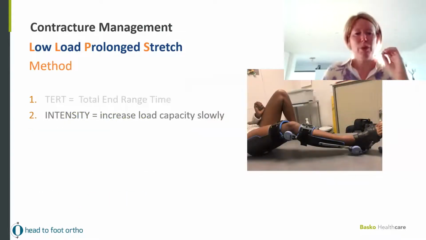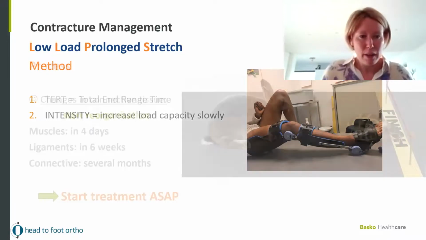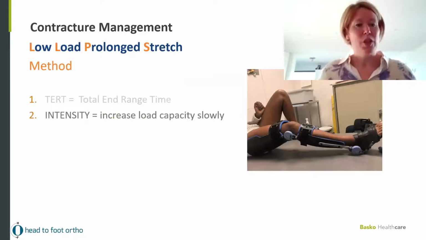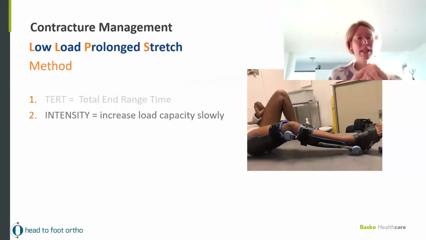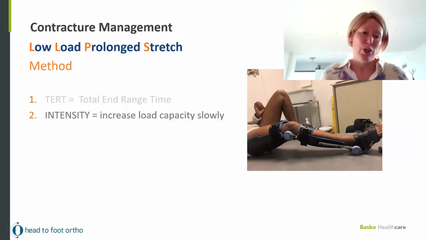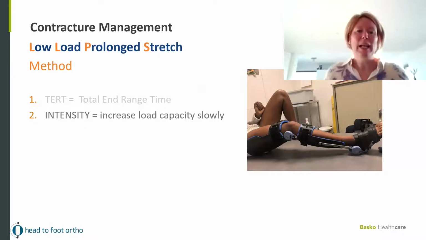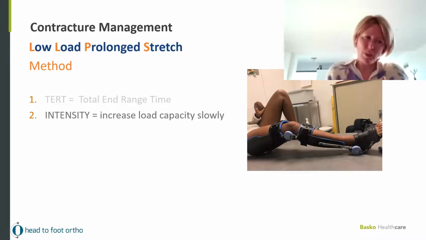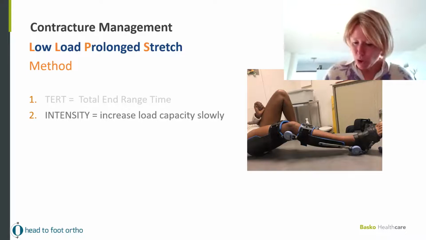So the first thing we should really do is to apply the total end range time. It means that we need to apply force at the end range, and the time you apply that force at the end range is very important. So again, the dynamic joint will follow that end range, push into it, and maintain the force at that point. The intensity is also really important: you increase the load capacity very slowly. No need to start at half of the strength of the joint. You just do it step by step.